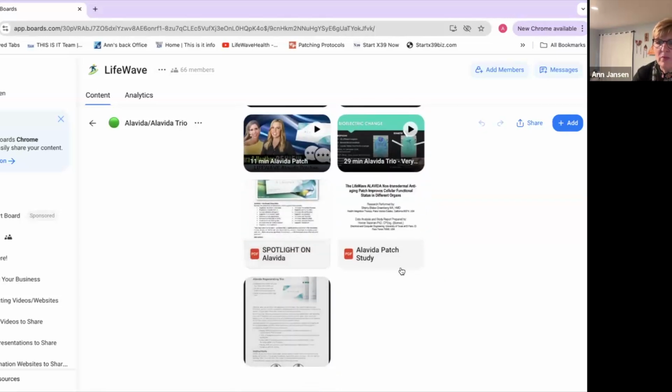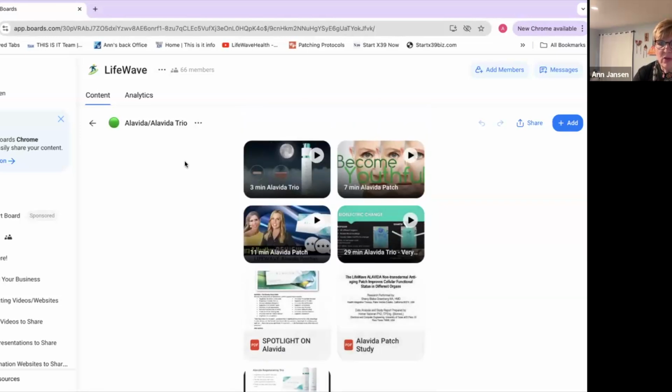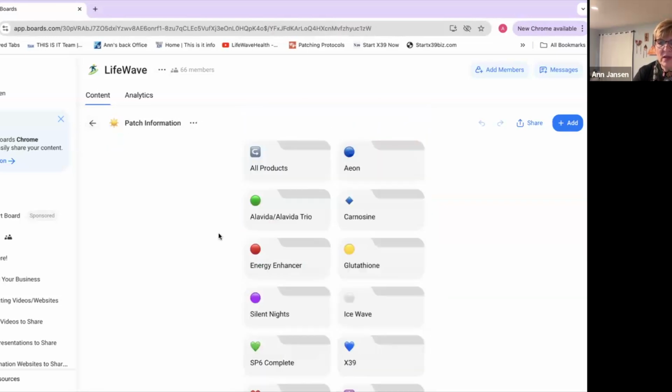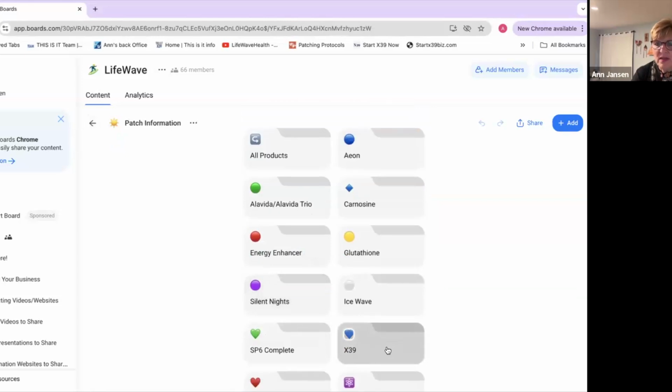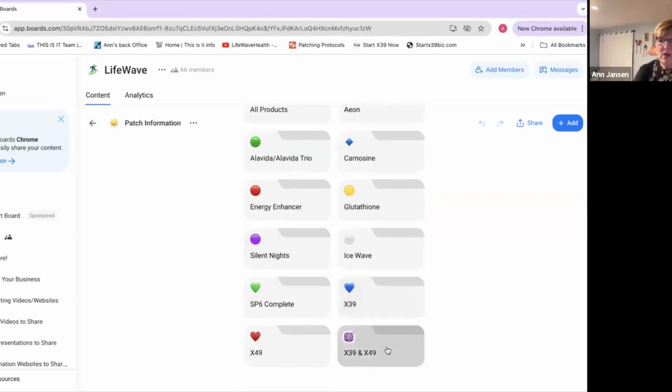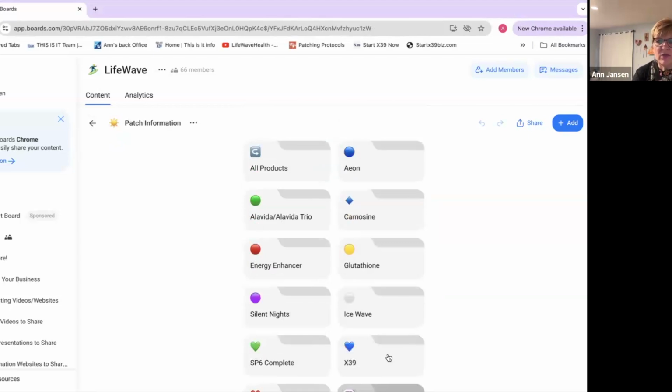Here's another one from corporate. And here's the patch study. So very much information, and I hope to have a lot more information on all of these. As I find them, I put them in there. And then here's X39 and X49 together. So patch information for you.